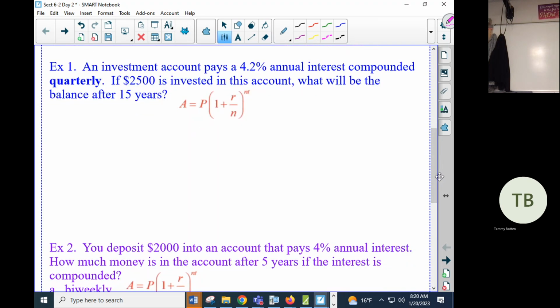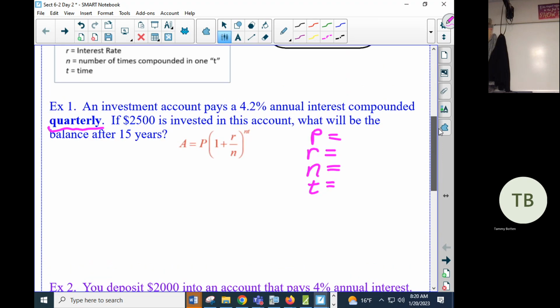So here it says an investment pays a 4.2% annual interest compounded quarterly. Okay. So when we do these, I always write off to the side, what is my P? What is my R? What is my N? And what is my T? Okay. P is how much money you put into the account. Okay. Which is $2,500.